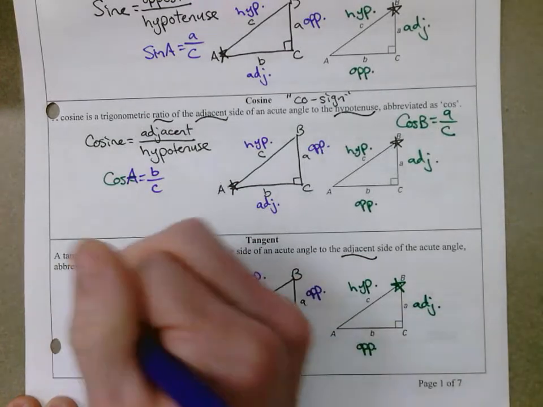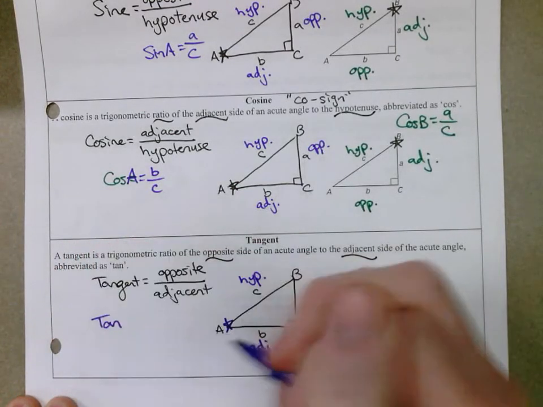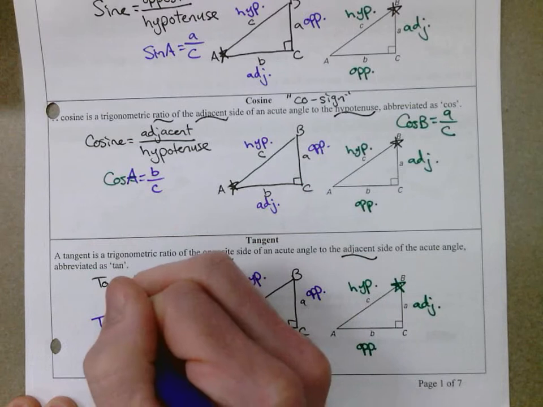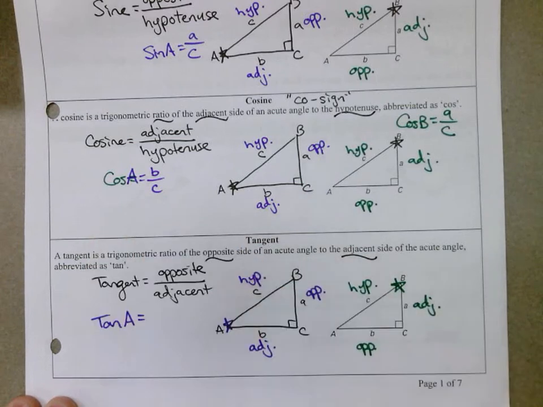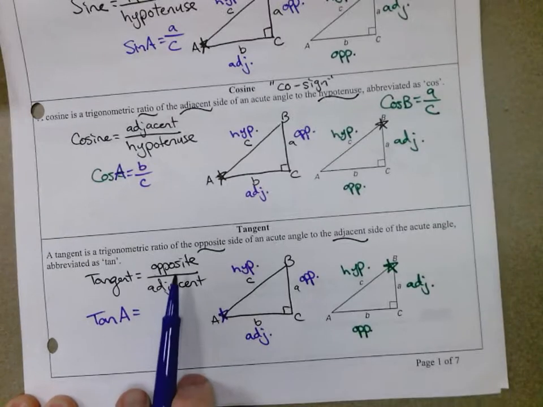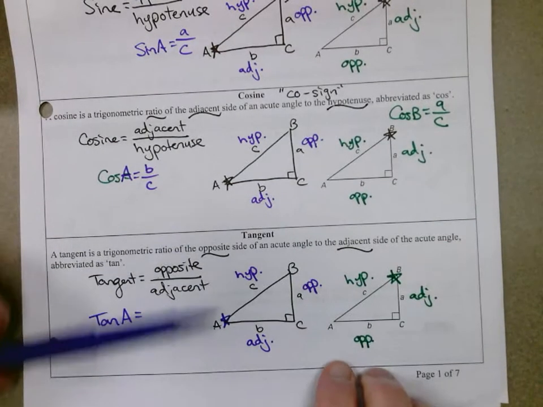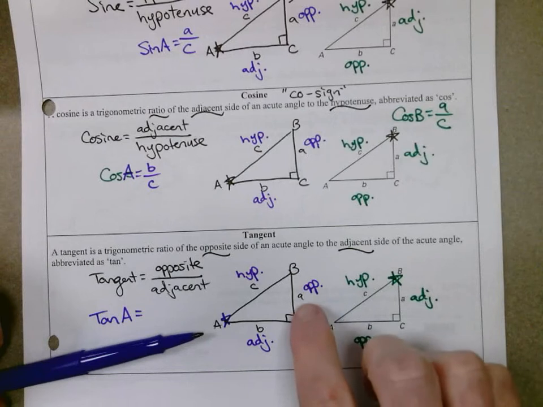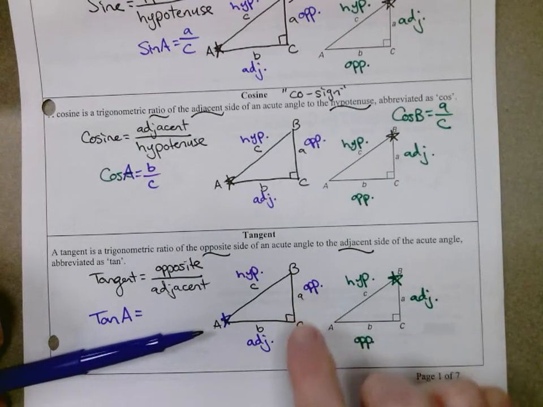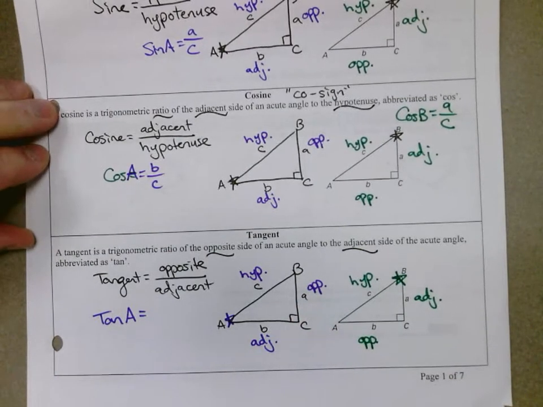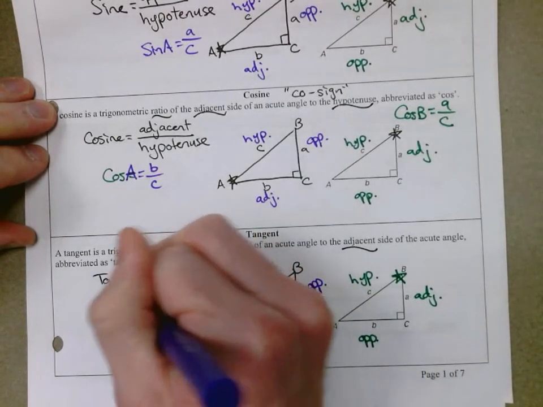On the left here, I'd like us to try to get the tangent from angle A, which would read as tan A equals, and now you look for the opposite measurement divided by the adjacent measurement. So from angle A, the opposite is lowercase a, and the adjacent is lowercase b. So that means tangent of A equals a over b.